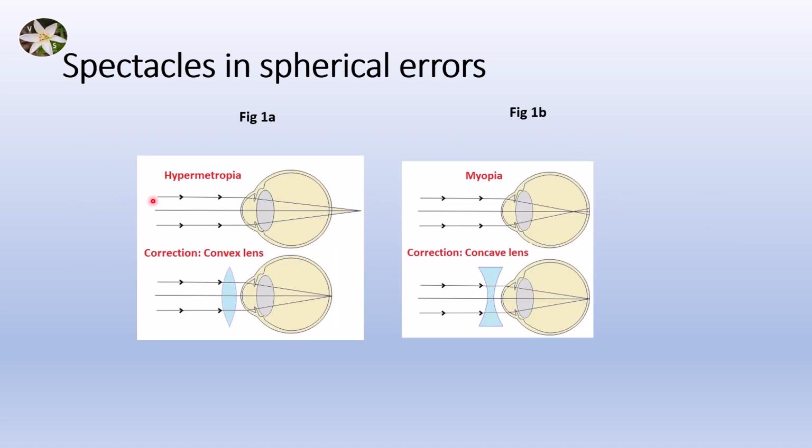Here we see in a hypermetropic eye, the bundle of parallel rays with relaxed accommodation gets focused behind the retina, and this can be brought to focus on the retina by the use of a convex lens. And in myopia, the same similar bundle of rays gets focused in front of the retina, and this can be pushed back by adding a concave lens in the spectacles.